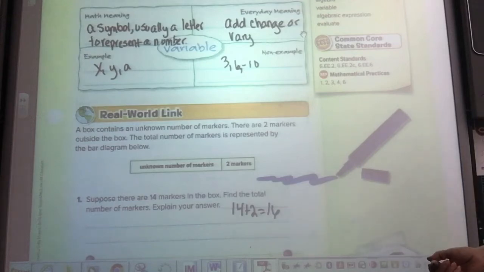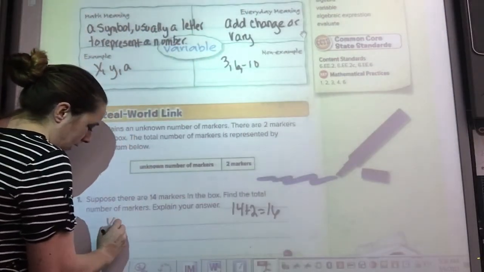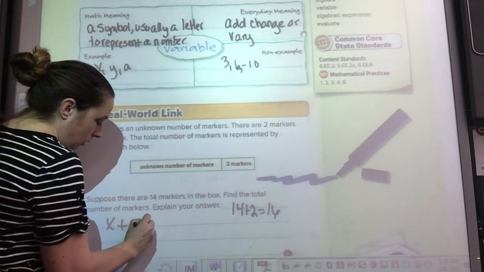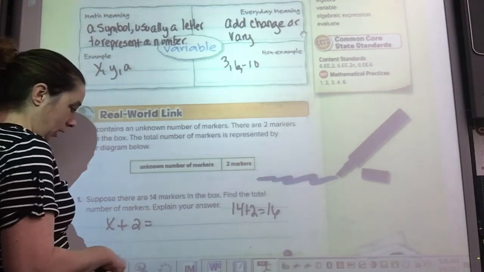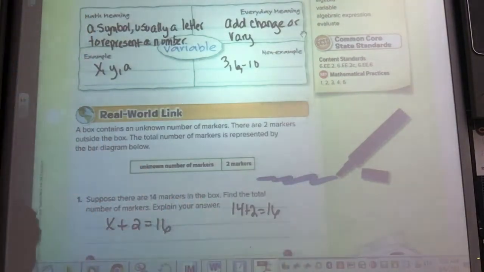But if you didn't know what was here, this unknown, you would write it x plus 2 equals, and then if they told you there were 16, you could write 16. And then you would just have to figure out what plus 2 equals 16. And then you would figure out that that is 14. All right? So a variable is just something that you plug in for an unknown. And if there's 14 markers in the box and it says that there's 2 outside the box, then you know the total is 16 markers.